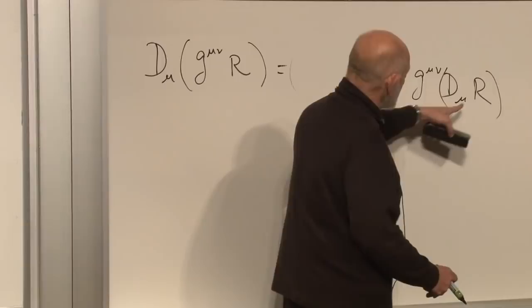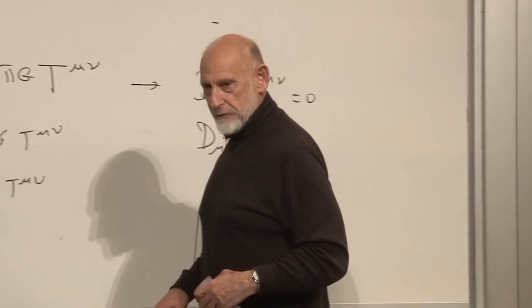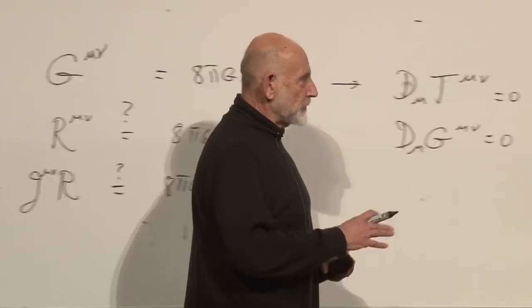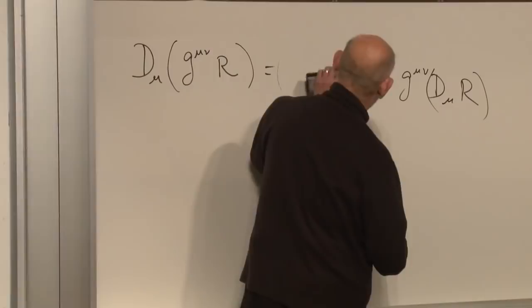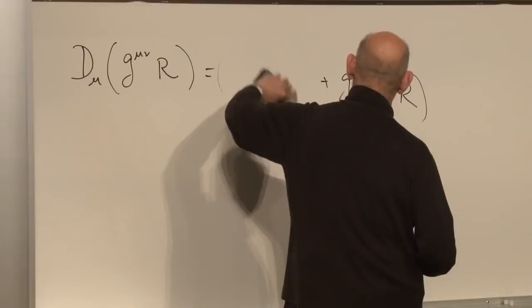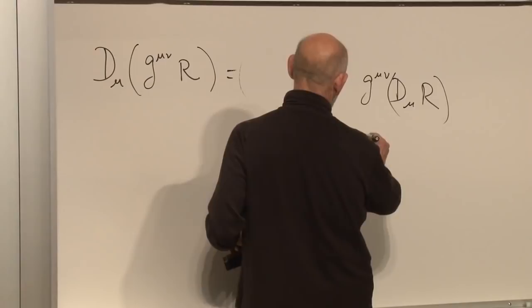And now r is a scalar. The covariant derivative of a scalar is just the ordinary derivative. Scalars don't have any indices. Covariant derivatives of scalars are just ordinary derivatives. What did I write here? R plus. That went away. OK, what about this? This is just equal to g mu nu times the derivative of r.